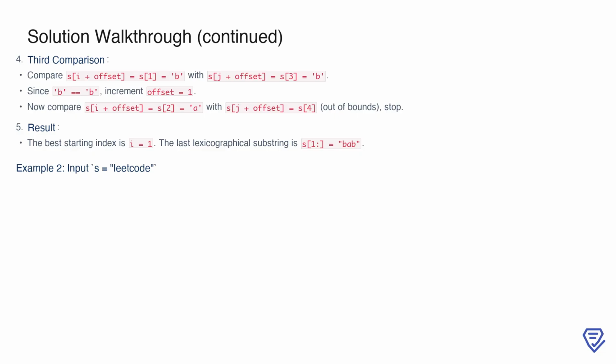With offset equals 1, we now compare s[i + offset] equals s[2] equals a and s[j + offset] equals s[4]. However, since j plus offset exceeds the length of the string, we stop here. At this point, the best starting index for the last lexicographical substring is i equals 1. Extracting the substring from this index gives us s[1:] equals bab, which is the result for this example. Next, we look at another example, s equals leetcode, to further illustrate the approach.